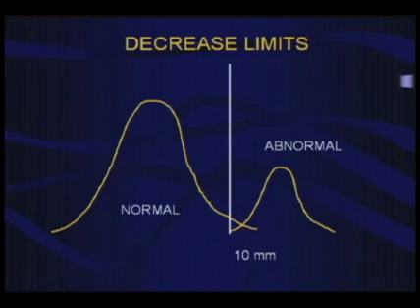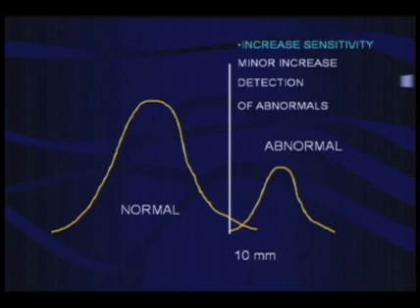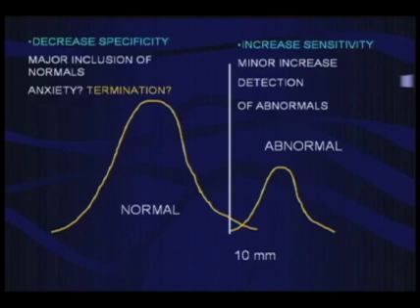Well, what would have happened if we decreased our upper limits of normal to 9 millimeters? Certainly, we would have increased our sensitivity by minor increased detection of abnormals. However, this would be at the cost of decreased specificity, and what we do is we'd have major inclusion of normal fetuses. If you look at different series, certainly this would cause a lot of maternal and paternal anxiety, and in certain series where there is very mild ventriculomegaly, this could lead to termination of a completely normal fetus.